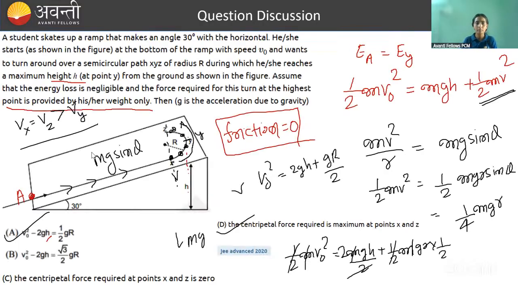Any doubt, anybody? It was doable, right? What do you think?